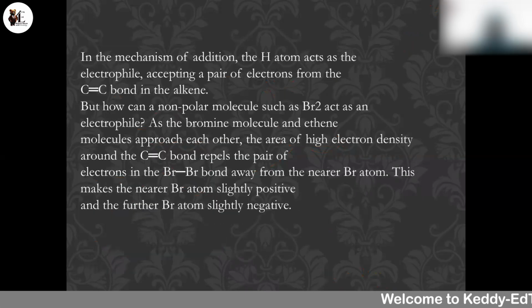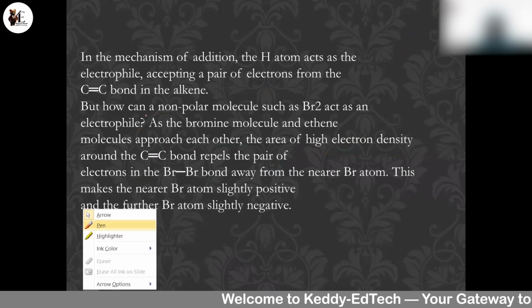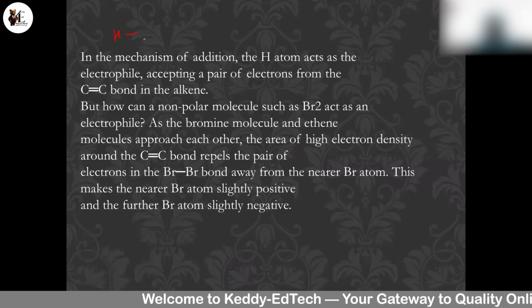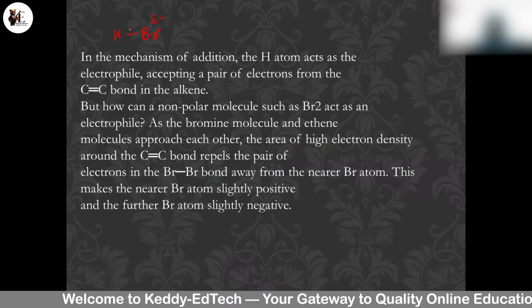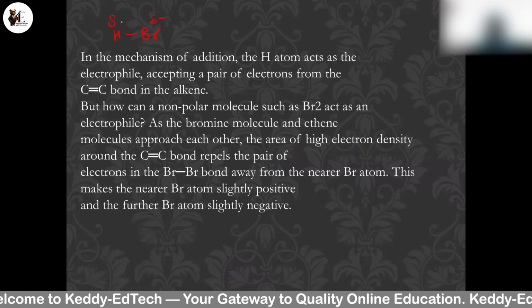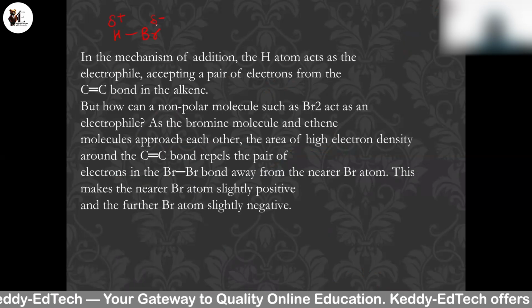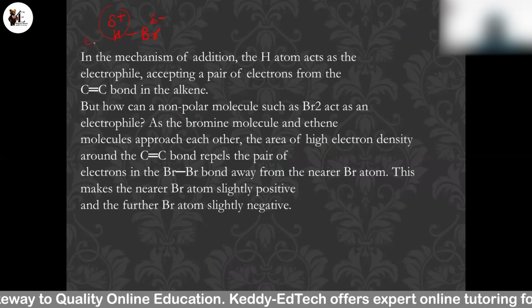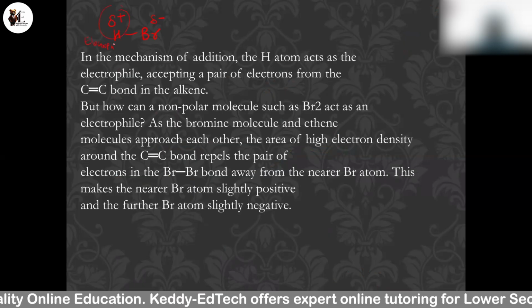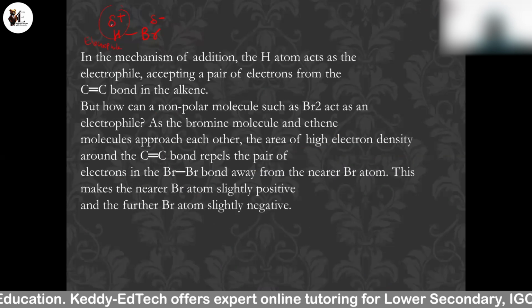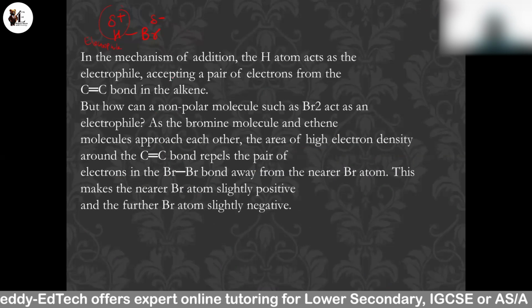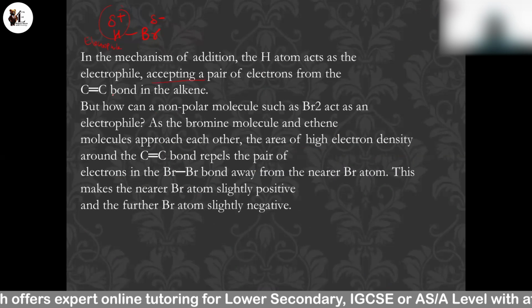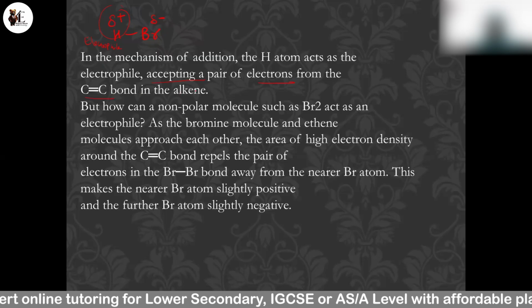So in the mechanism of addition, what happens? The hydrogen atom acts as the electrophile. Why? Because we have HBr, bromine is electronegative, so hydrogen is partially positive and bromine is partially negative. So hydrogen acts as the electrophile because, if you remember from the previous chapter, electrophiles are those which are electron deficient, which have positive charge. So it can accept a pair of electrons from the carbon-carbon double bond in the alkene.